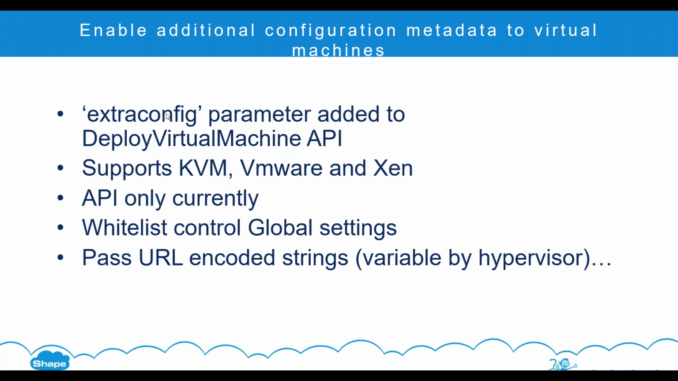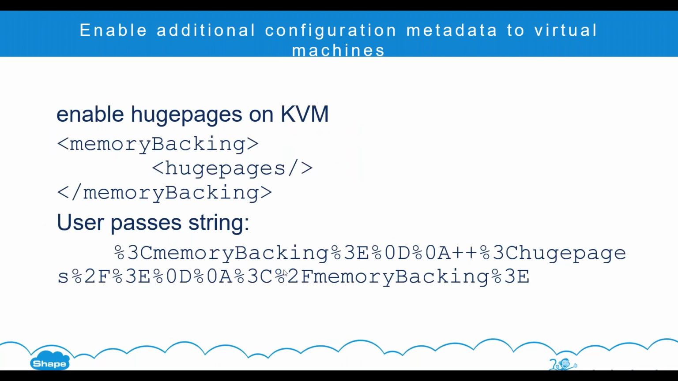So there's now an extra config parameter on the deploy virtual machine API, and it supports the three big hypervisors. We've got control at an admin level over what can be passed to that. So we've got a whitelist per hypervisor of what commands we can actually send into that. And we have to pass URL encoded strings. So just a couple of examples there. If I wanted to enable huge pages on a KVM VM, that's the format that KVM would expect. We have to URL encode that and then pass that in to the parameter on the create virtual machine.